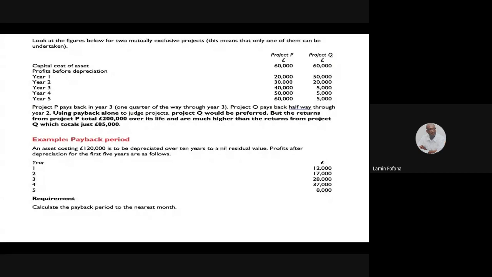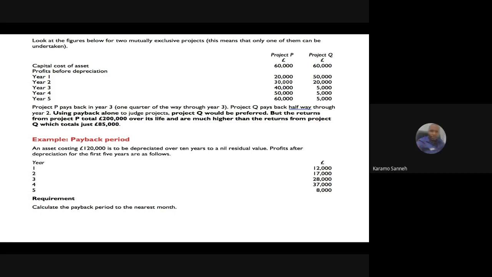The reason is when you look at Project Q, you invest 60,000, and at the end of the first year, you are going to get back 50,000. So when is Project Q going to pay back? In which year? Year 2. Excellent. So it's going to be 50,000, and 50,000 less from 60,000 is 10,000. So you require 10,000 from 20,000 in year 2. So it's going to pay back in 1 year, 6 months. Is that not the case? 1 year, 6 months.